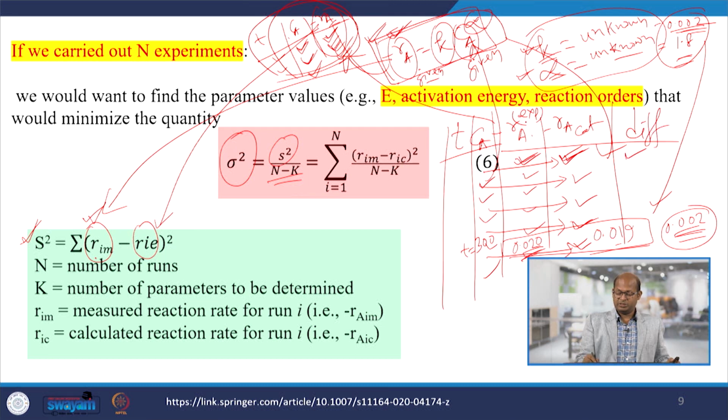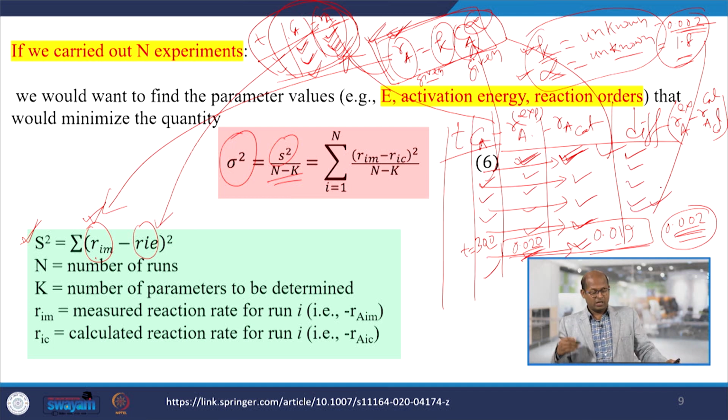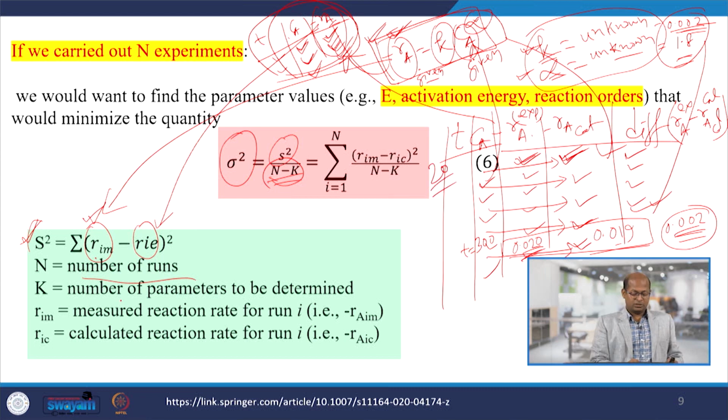these two rates' difference, this is R A experimental minus R A calculated. If you take this difference for these data points, sum those values and divide by n minus k, where n is the number of runs, let us say we have done 20 runs in total, and the number of parameters to be determined is 2, alpha and k. So, 20 minus 2, and we can put the square value here.